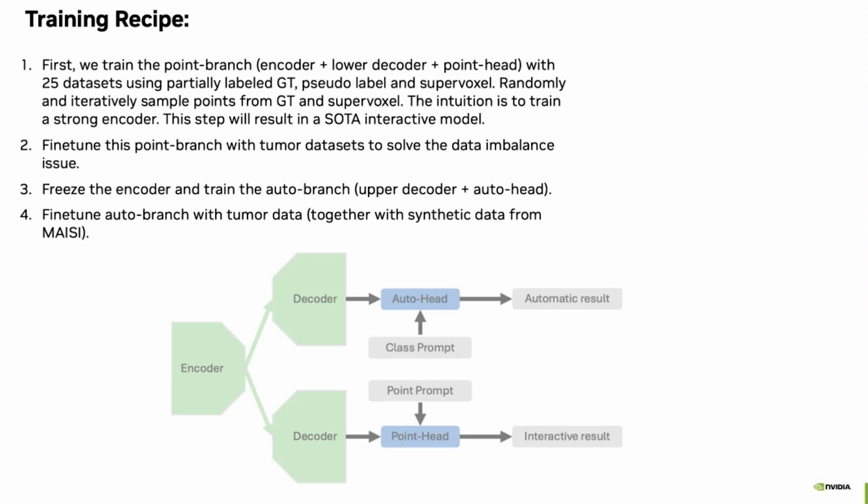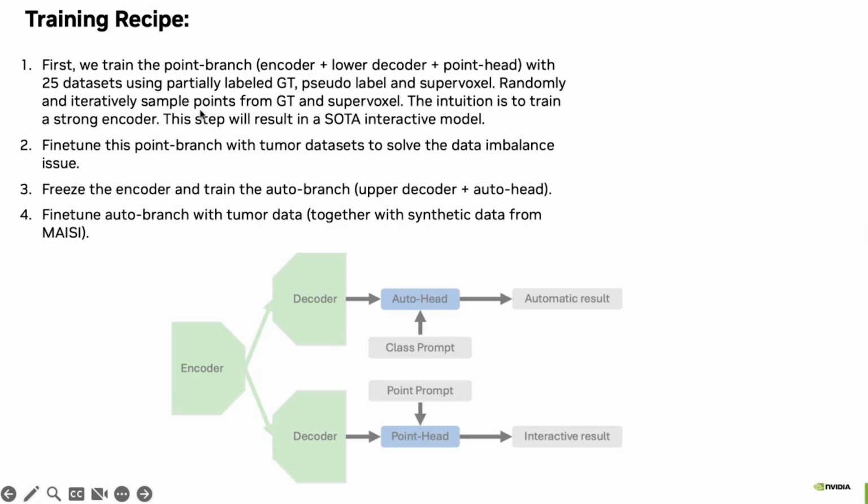And we split the whole training process into 4 stages. First, we train the point branch. We only train this branch: the encoder, lower decoder, and the point head. We train this part with 25 data sets using those partial labels, ground truth, pseudo labels, and the supervoxel.